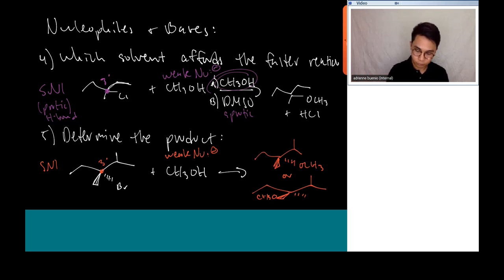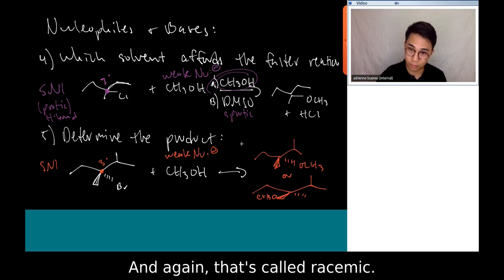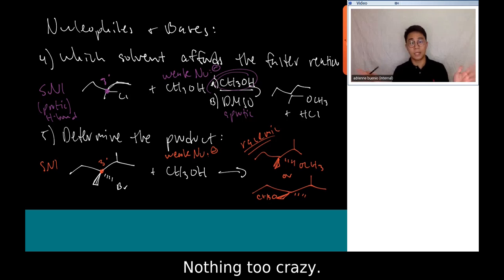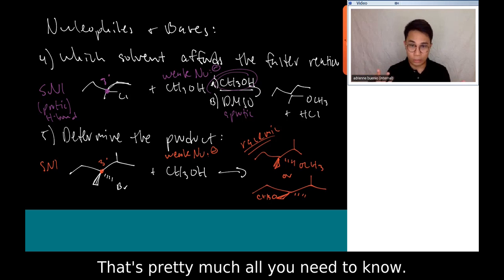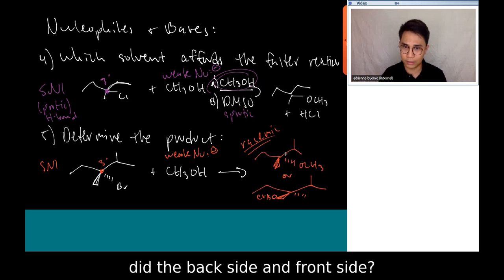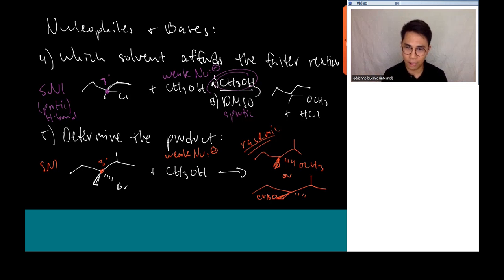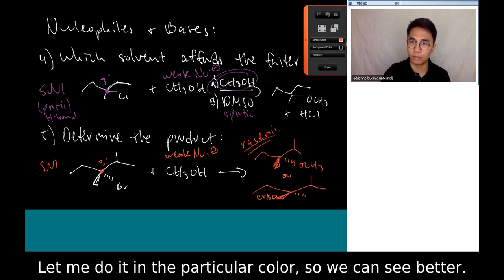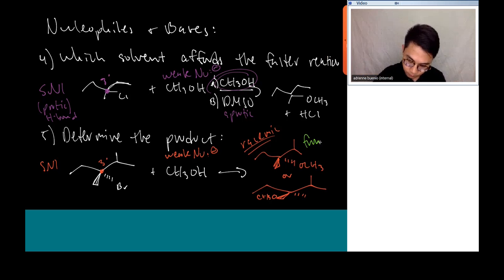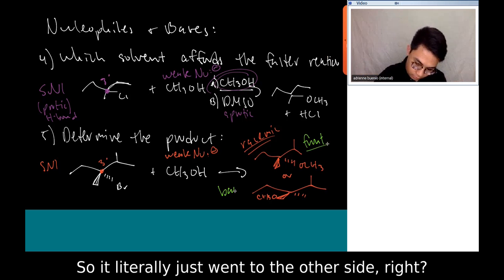And again, that's called racemic, right? Racemic. So that's all there is to it. Nothing too crazy. That's pretty much all you need to know. And obviously, which one of these did the backside and front side? Let me do it in a different color so we can see better. This one's the front side attack, and this is the back side. So it literally just went to the other side, right? Not too crazy.